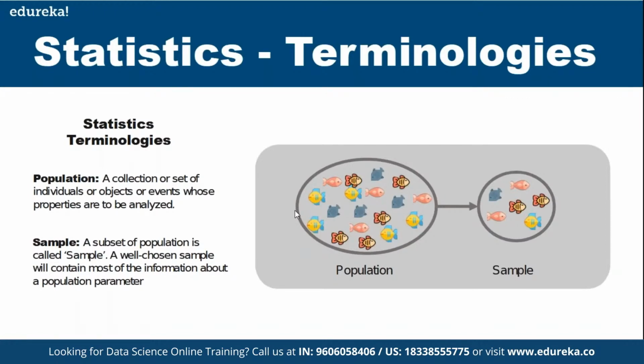Population and sample. See, population is simple, guys. If I say in a state there are 1,000 people, that is the overall population. Sample is representative data which is representative of the population. That means, let's say if there are 1 crore people in the city, and I want to know how many families have 2 children, it is very difficult to derive.